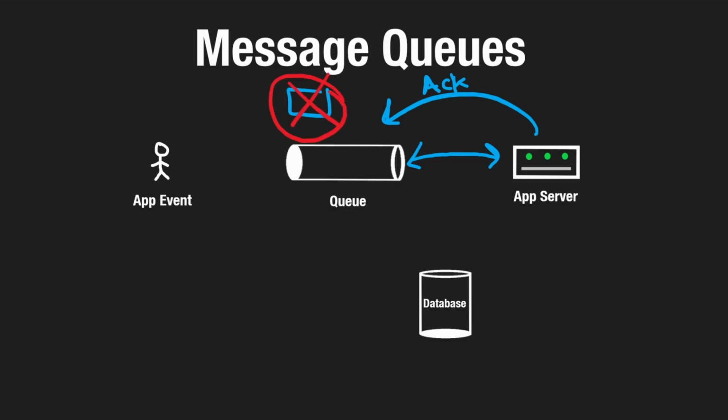If the queue sent that message and it did not receive an acknowledgement from the server, then the queue would try again. It would keep trying to send the message a certain number of times or until the server acknowledged that it received the message and processed it.